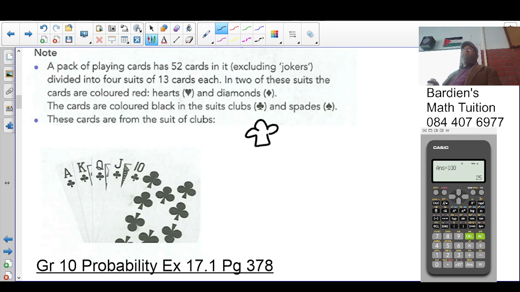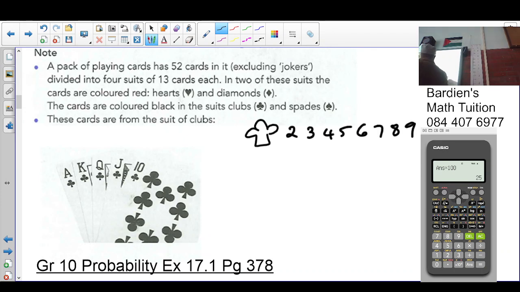In the clubs set, we have 2, 3, 4, 5, 6, 7, 8, 9, 10, Jack, Queen, King, and Ace. Now some would write the Ace in front of the 2. Then they count Ace, 2, 3, 4, 5, 6, 7, 8, 9, 10, Jack, Queen, King. So how many clubs cards are there? There are 13 in total. So give me another.